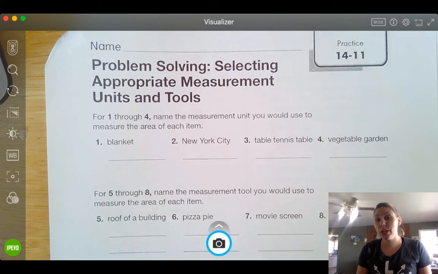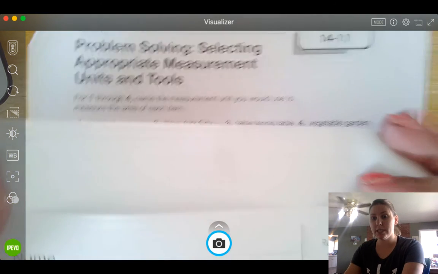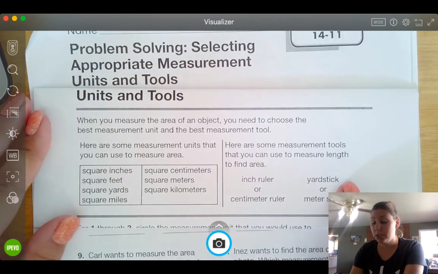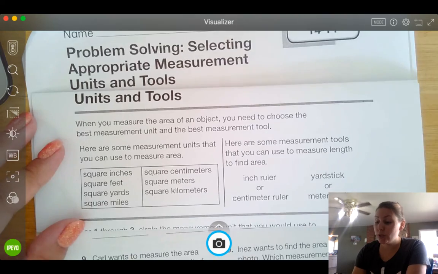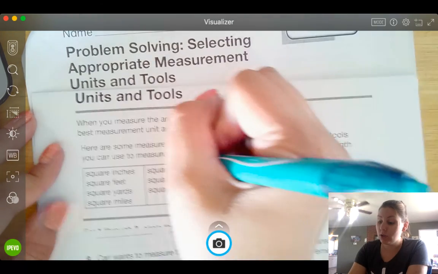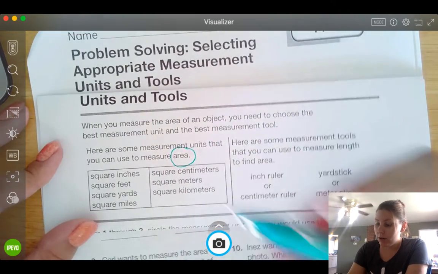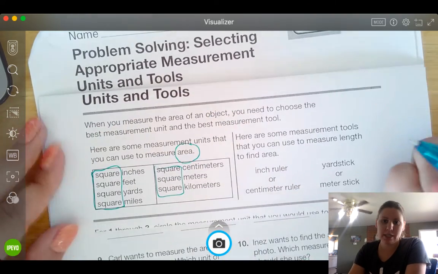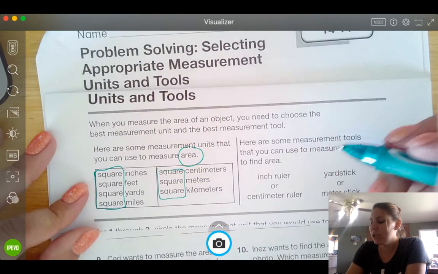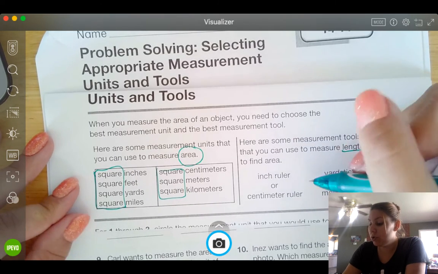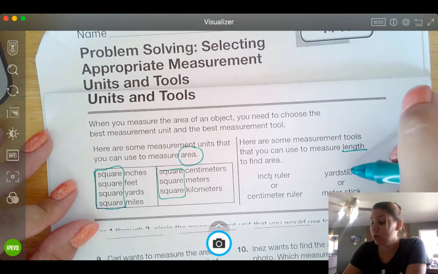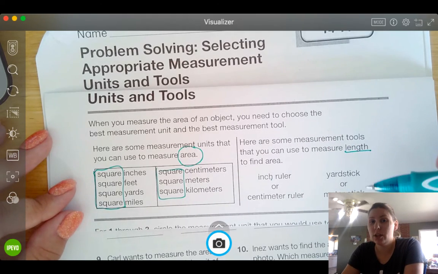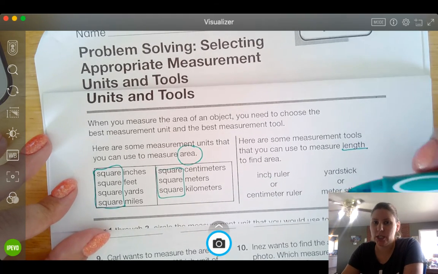If you look at your reteach, which is right before it, and I just folded the piece of paper so I could see this part, okay? It shows you some measurement units that you can use to measure area. Notice that they all start with the magic word square because in area we're counting squares. Now, to measure length, you could use inches or centimeters or a yardstick or a meter stick. So these are the different things that we are using to measure today.